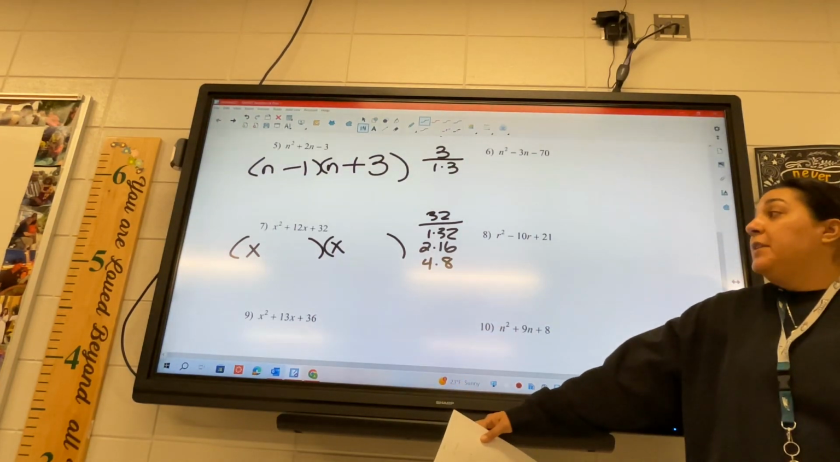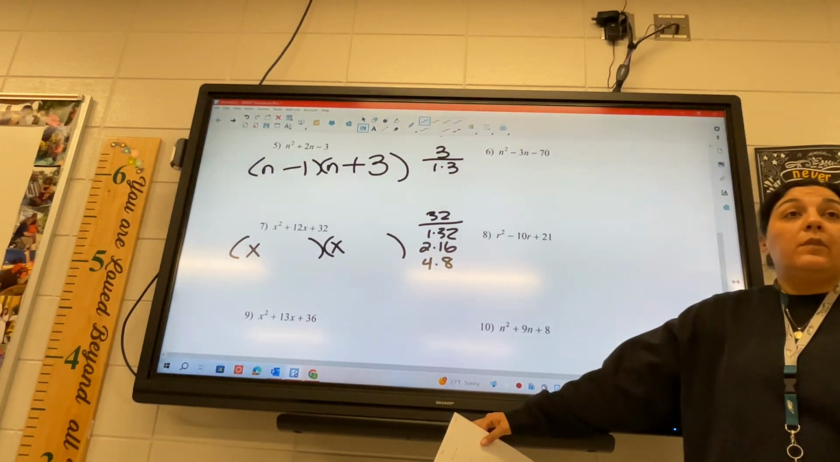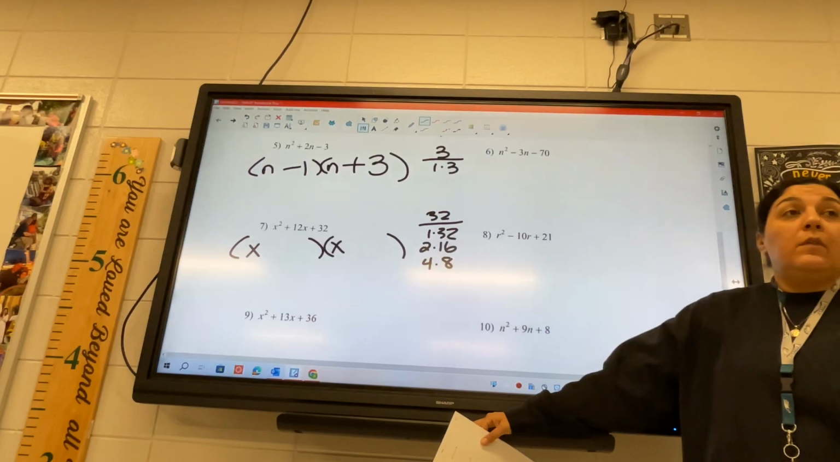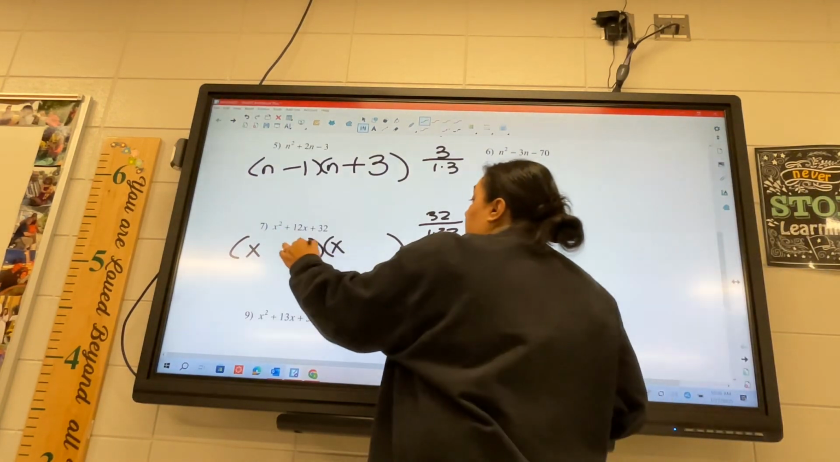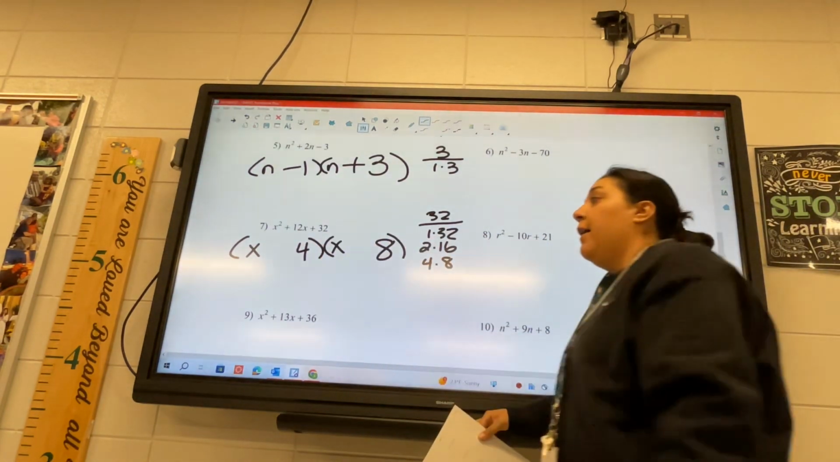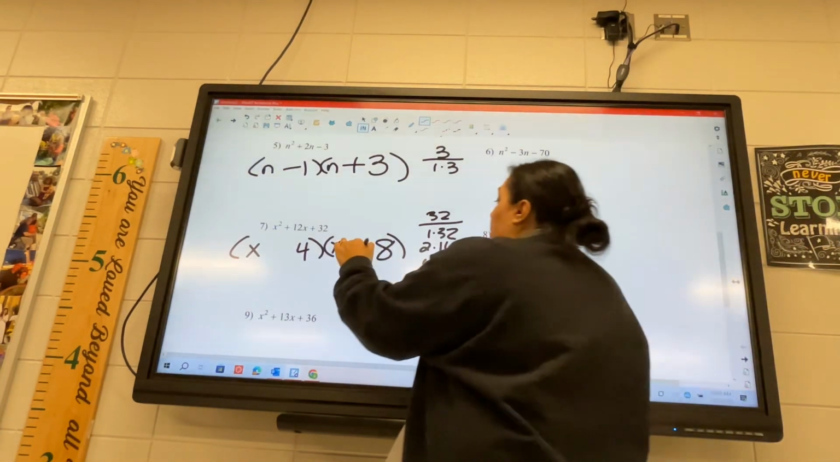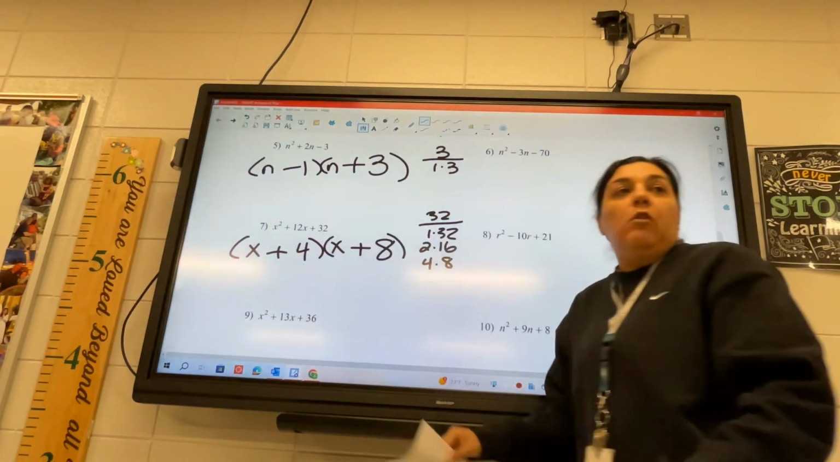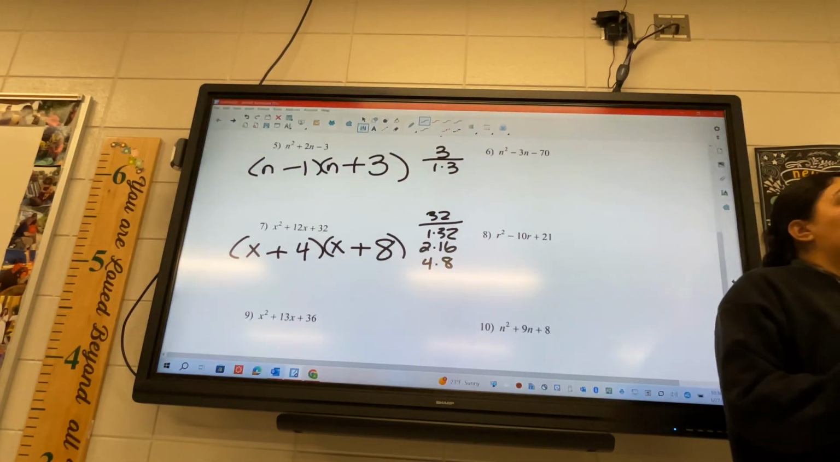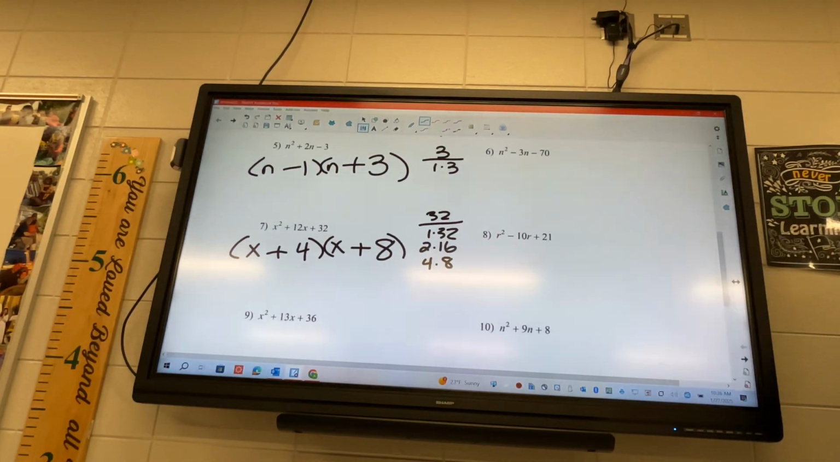Okay, I need something to give me a 12. 4, 8. And I need a positive 12. Yeah. Okay, here's what I want to help some of you guys. Some of you guys, if you don't get it immediately, you're not going to. Okay? Look at the two numbers that we chose. What did we choose? We chose 4 and 8.